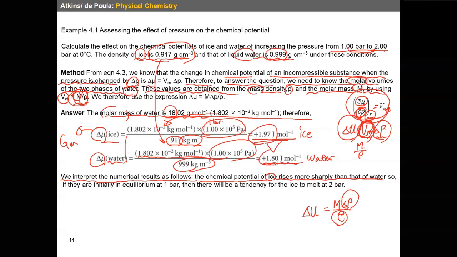So 1.97, 1.8. If ice and water are initially in equilibrium at 1 bar, then there will be a tendency for the ice to melt at 2 bar, right? Because the larger chemical potential means more tendency to be transformed. So that's why, if we have water and ice and then increase the pressure, the ice will have more tendency to melt.